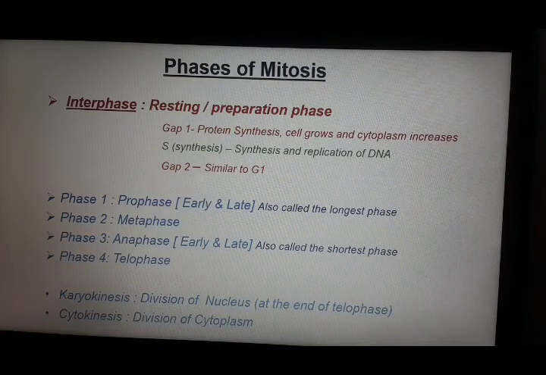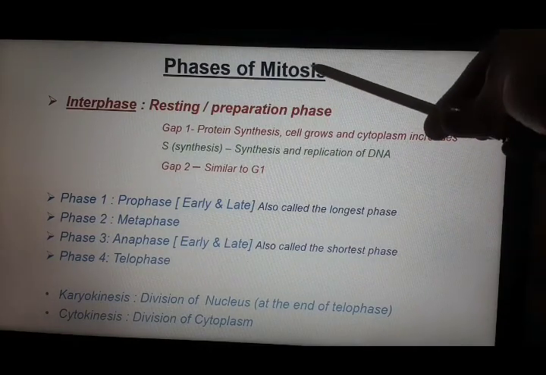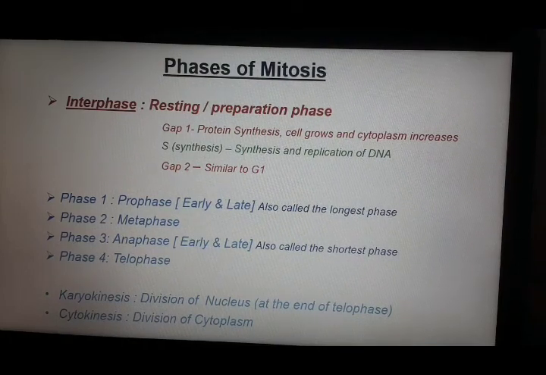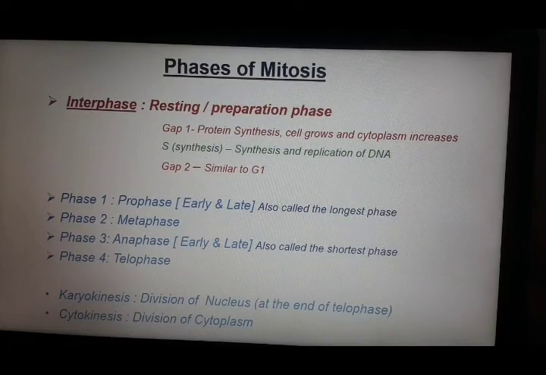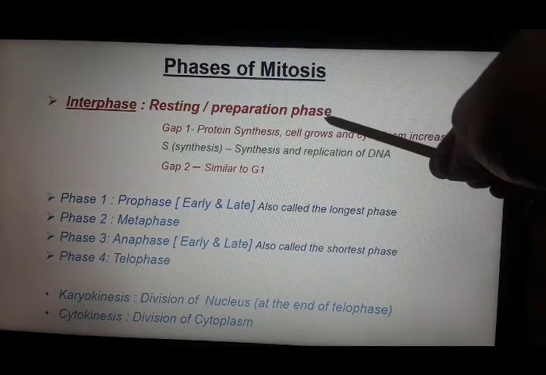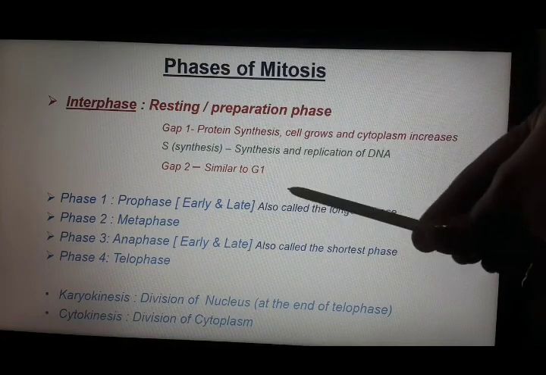Please see this page again very seriously with great focus. I have written the heading phases of mitosis, but I have started with interphase. Most of the students tend to ask me during the class, is interphase one of the phases of mitosis? And my answer is no, not at all. Interphase is just a name for a resting or preparation phase of a cell where a cell is not going to divide. It is just undergoing certain changes.